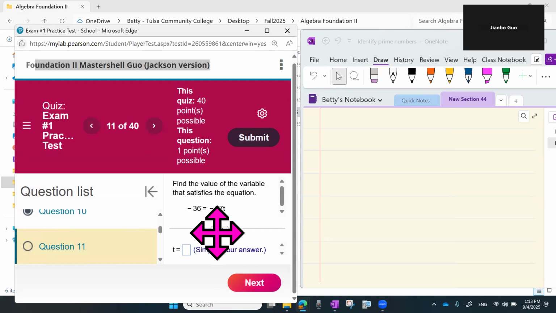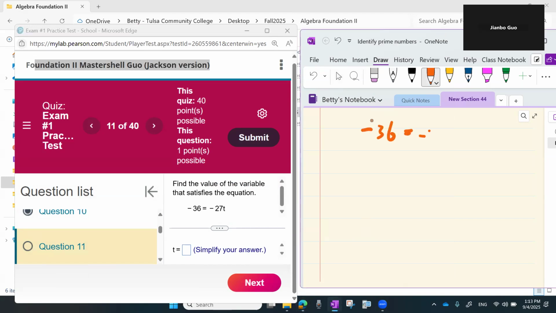Find the value of the variable that satisfies the equation. Okay, so this is a simple linear equation in one variable. Negative 36 equals negative 27t. T here is the variable we're going to solve for. We can switch the sides of the terms and move negative 27t over, getting a positive 27t, and then move negative 36 over, getting a positive 36.